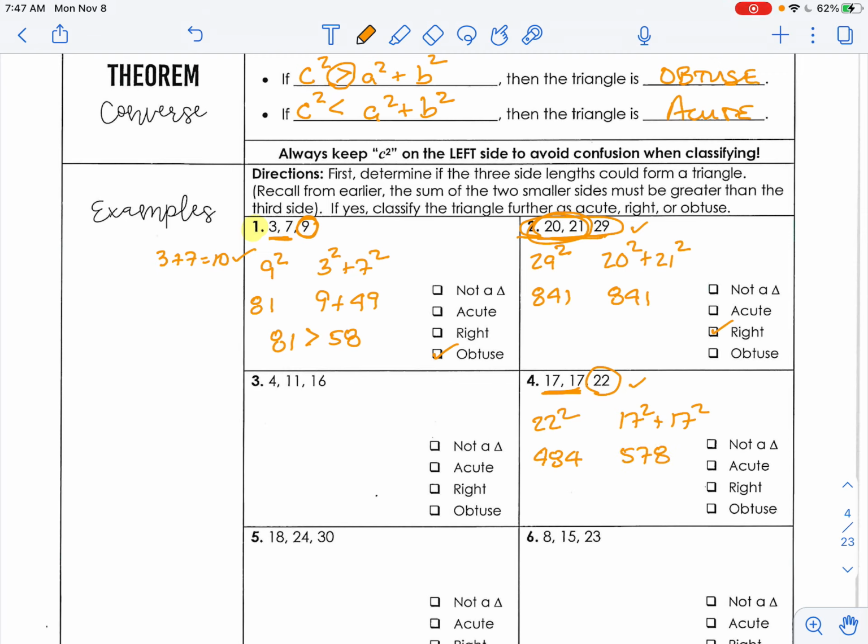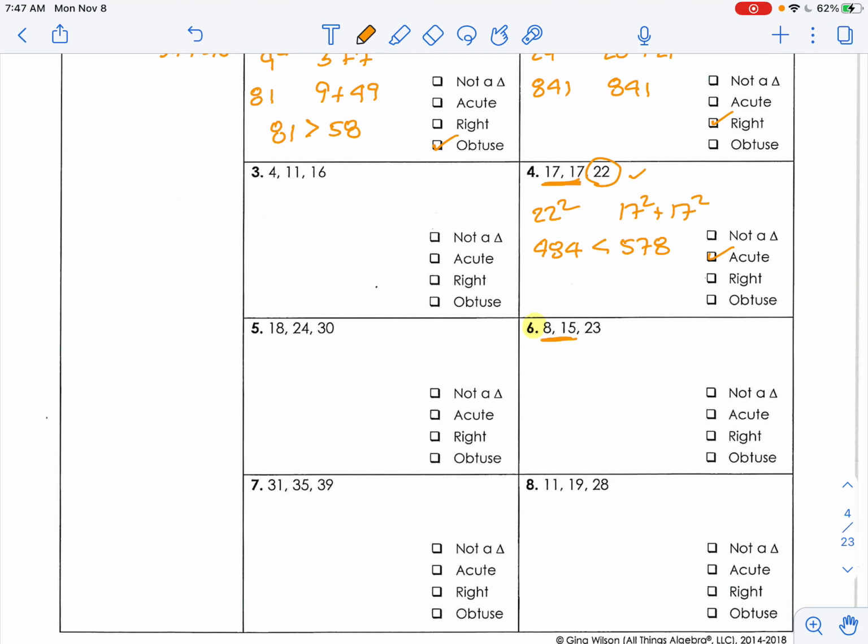All right, last one here. Let's see number 6 for your notes. First thing I got to do is compare these two. All right, if you take 15 plus 8, you get 23. What does that mean? That means 23 is not greater than 23. So I can cease that one right away because it's not a triangle.